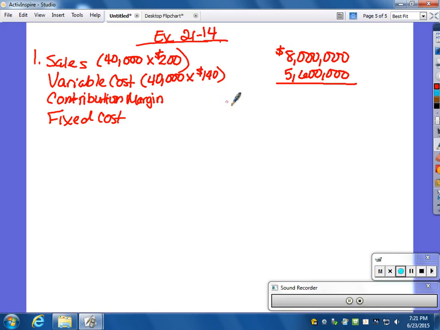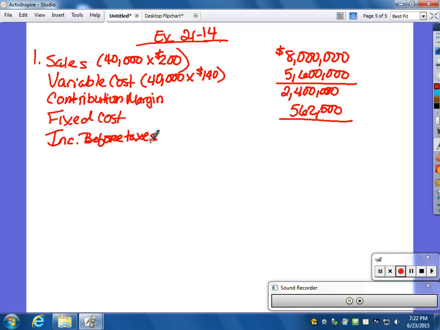What's the contribution margin? Fixed cost. How much? They said that didn't change. How much are fixed costs? $562,500. Now, income before taxes, did they give you that amount pre-tax? You calculated it in the previous one. Oh. What was the income?